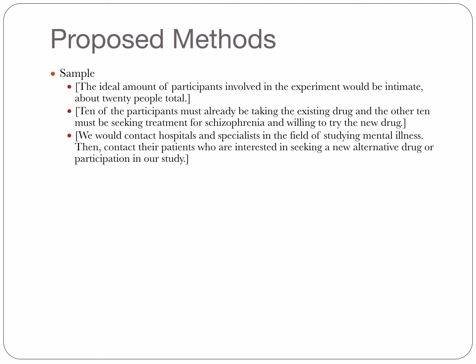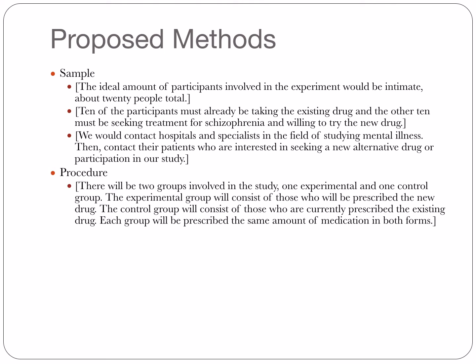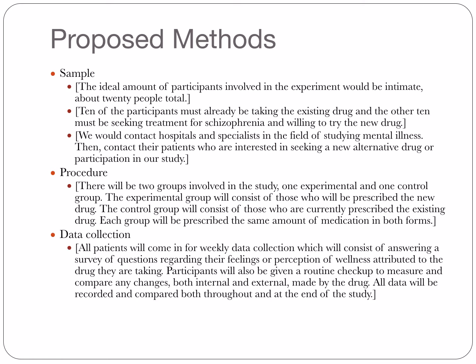The experiment will involve 20 participants, 10 of which will be currently taking the drug already in production and be known as the control group. The other 10 participants will be prescribed the new drug as the experimental group. In order to find participants in our study, we will contact hospitals and specialists in the study of mental illness, who will then extend the offer to participate to their patients and contact us. Each group will then be prescribed the same amount of medication and data will be collected.